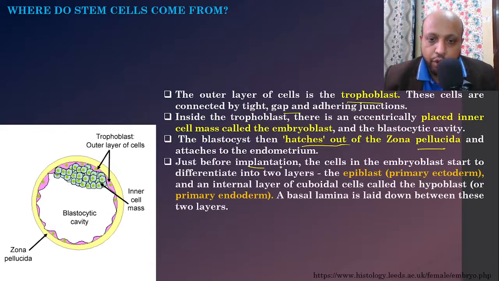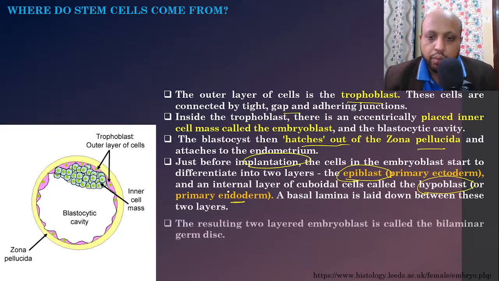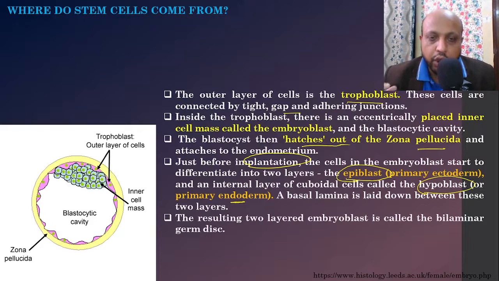And just before the process of implantation, the cells are differentiated into 2 layers, and that's your epiblast and your hypoblast. So what is epiblast? Again to recall, primary ectoderm. Later on the whole organism is developed from this, and then the hypoblast, which is basically your primary endoderm. After this, the 2-layer embryoblast is called a bilaminar germ disc.